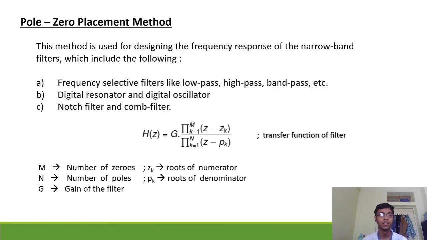The pole zero placement method is used for designing narrowband filters like low pass, high pass, band pass, and there are other kinds of filters which we can design using this method. Some of them are notch filter, comb filter, digital resonator and digital oscillator. We have to design the transfer function, which is G times the multiplication of all the z minus zk, all the zeros in the z domain, and in the denominator it will be the multiplication of all the z minus poles.